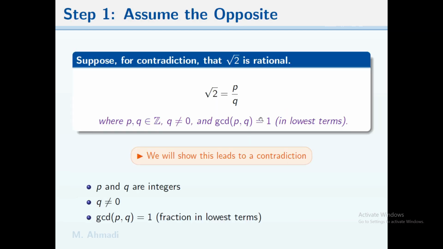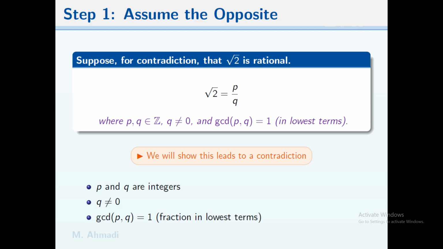We begin by using proof by contradiction. This method involves assuming the opposite of what we want to prove and then showing that this assumption leads to an absurdity or contradiction.